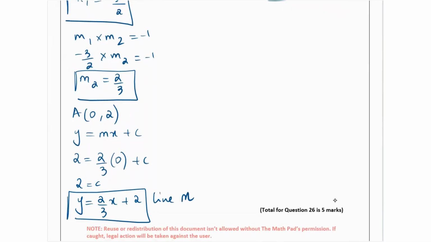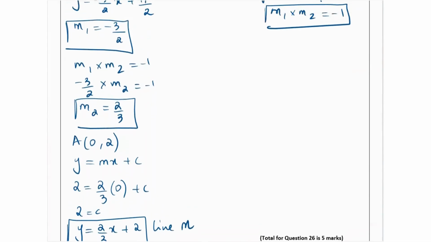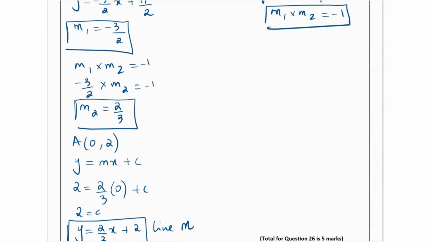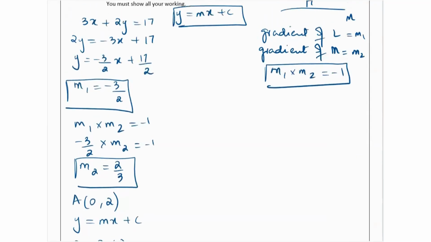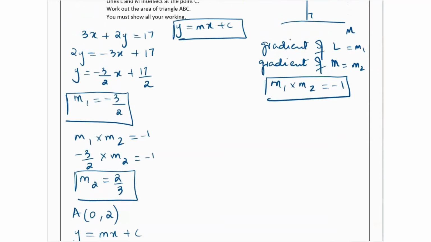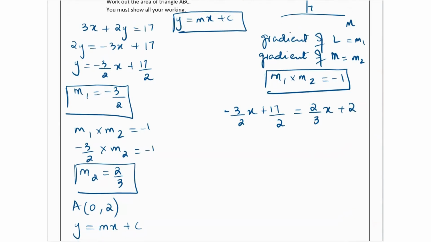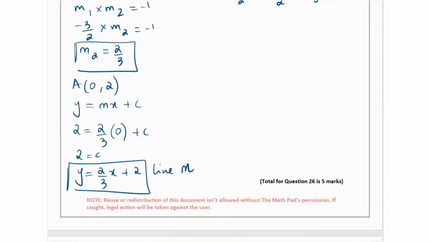So since line M and line L are intersecting at the same point, which is point C, we can solve these two simultaneously or put them equal to each other to figure out the coordinates of C. If I put them equal to each other, so -3 over 2 x plus 17 over 2 equals 2 over 3 x plus 2. These are the two equations.